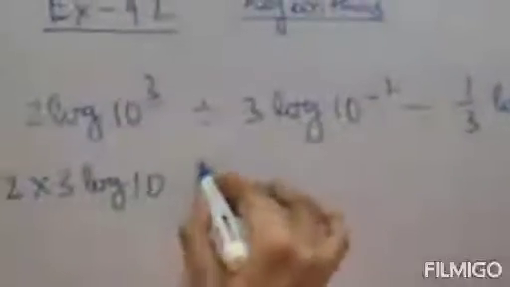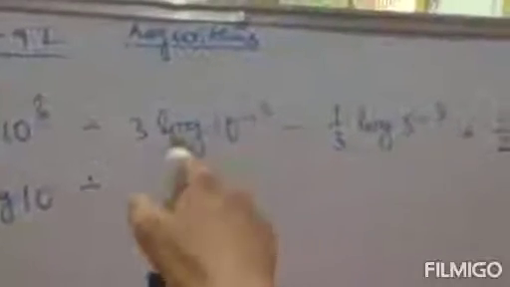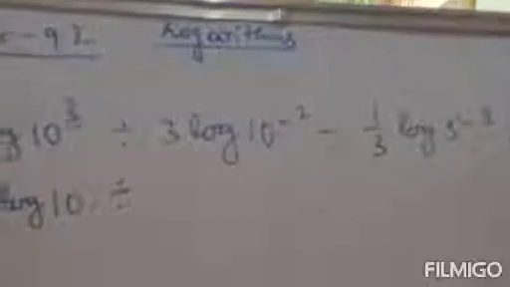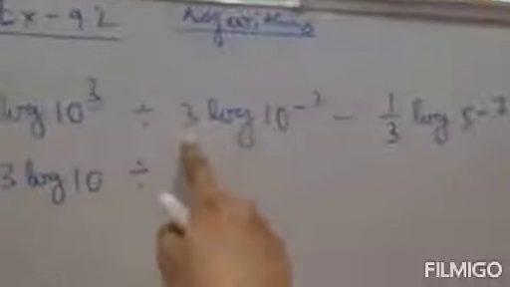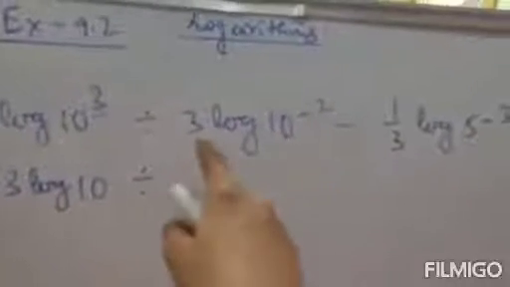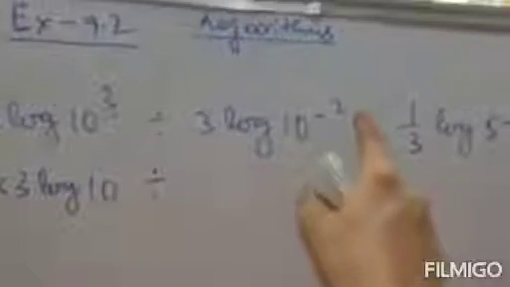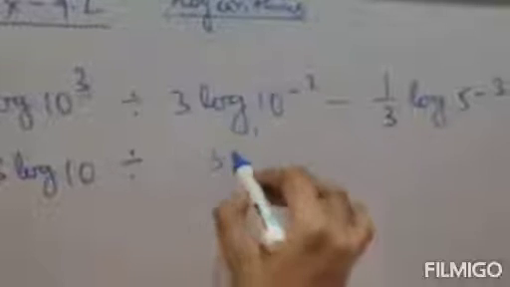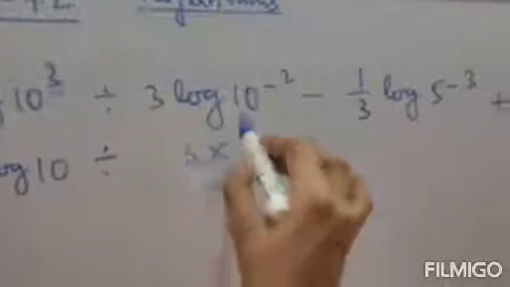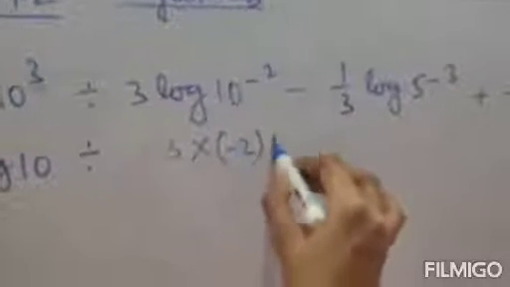Division. Here also apply the power law. The power is minus 2. So minus 2 will be multiplied into log 10. The power law says, and already 3 is present. 3 log 10 to the power minus 2 means 3 into log 10 to the power minus 2. So 3 into, and it will be minus 2 log 10. It will be written like this.